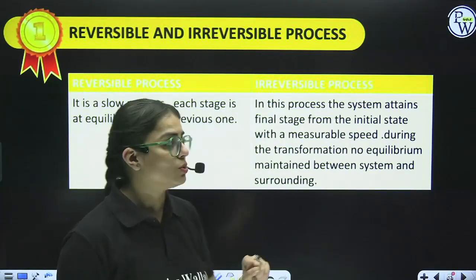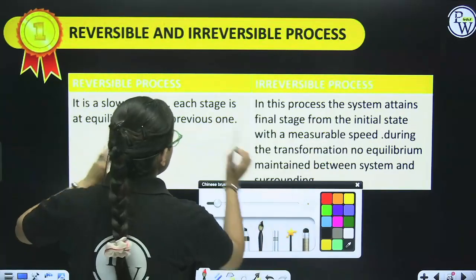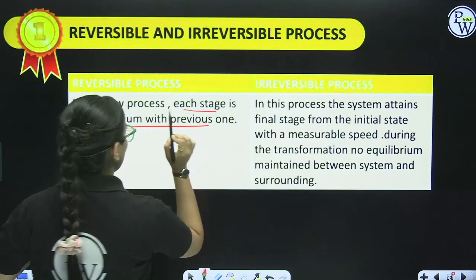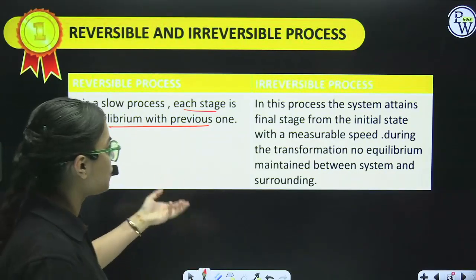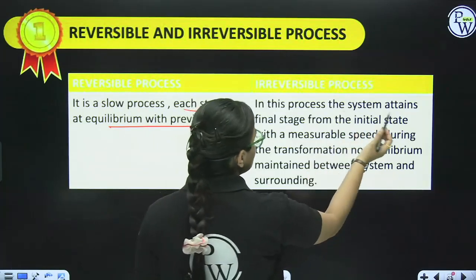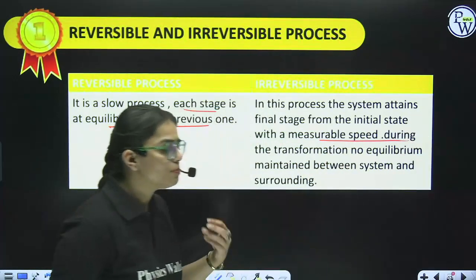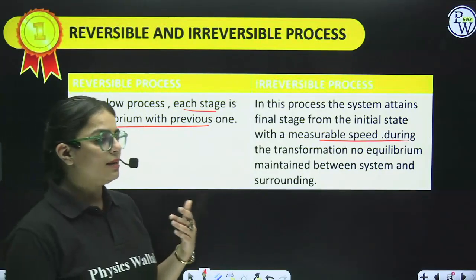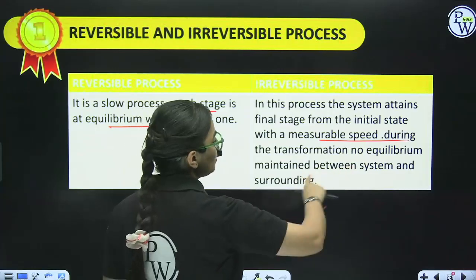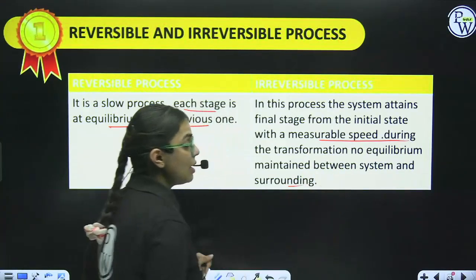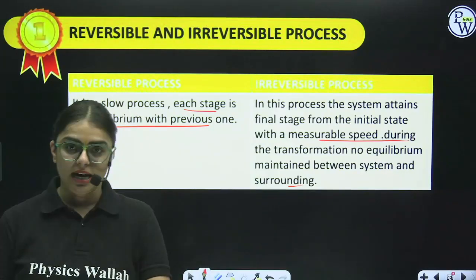Let's talk about it, students. A reversible process is a slow process, everyone, right? Each stage is in equilibrium with the previous one. But in the case of an irreversible process, the system attains the final stage from the initial stage with a measurable speed. Here the speed is measurable and it occurs very fast. Moreover, during the transformation, no equilibrium is maintained between the system and the surroundings. In between, there is no equilibrium attained. It will be attained either at the start or at the end.